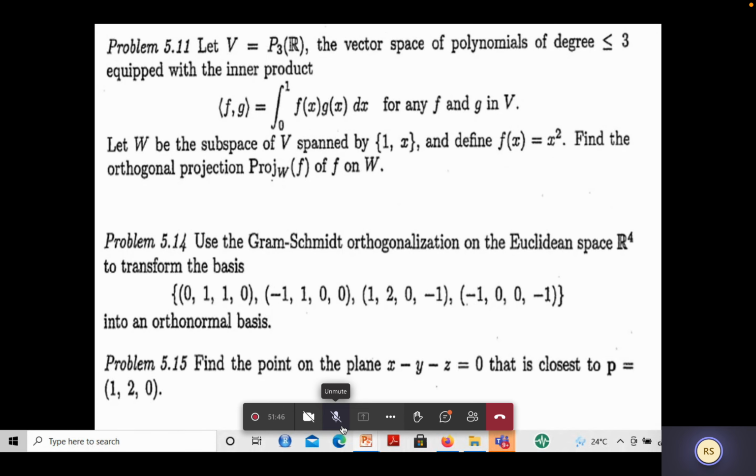Let V equal P3 of R, the vector space of polynomials. That is the bigger space, right? And W is the subspace of V spanned by 1, x. You know very well 1, x are linearly independent, so it forms a basis. But we need an orthonormal basis, then only we can find the projection. Okay, check. Take down the question.